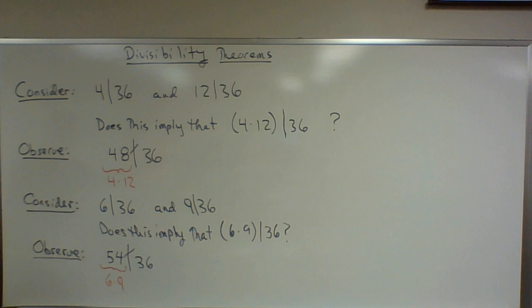Again, 6 is a divisor of 36, 9 is a divisor of 36, but their product, 6 times 9, is not a divisor of 36. And let's look at one more example, okay?